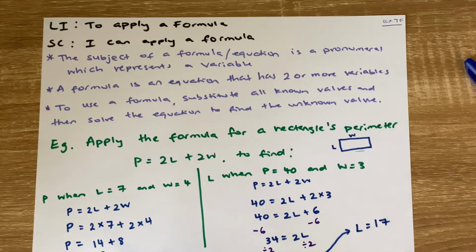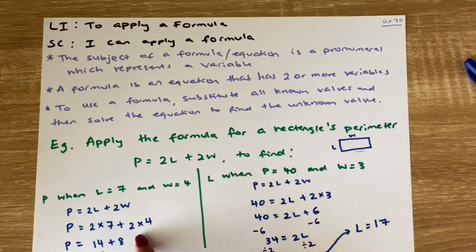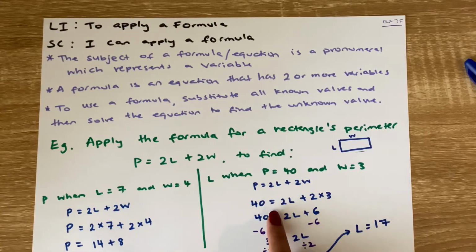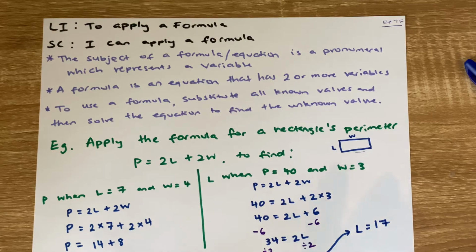So step 1 is I substitute the values that I've already been given, and then I use algebra to solve to find my unknown value. Hopefully that makes sense.